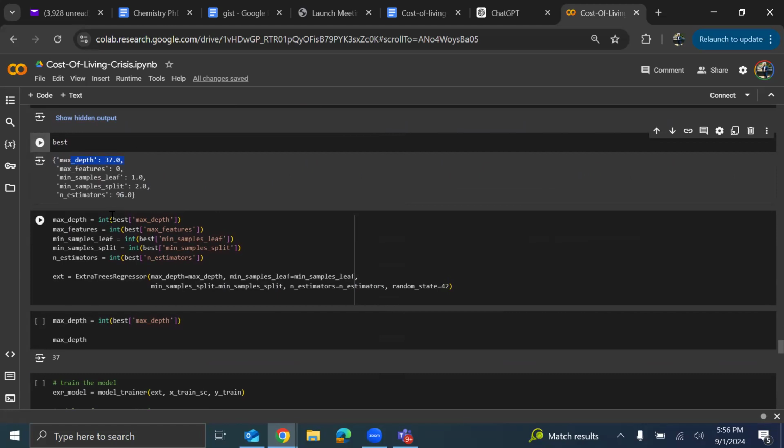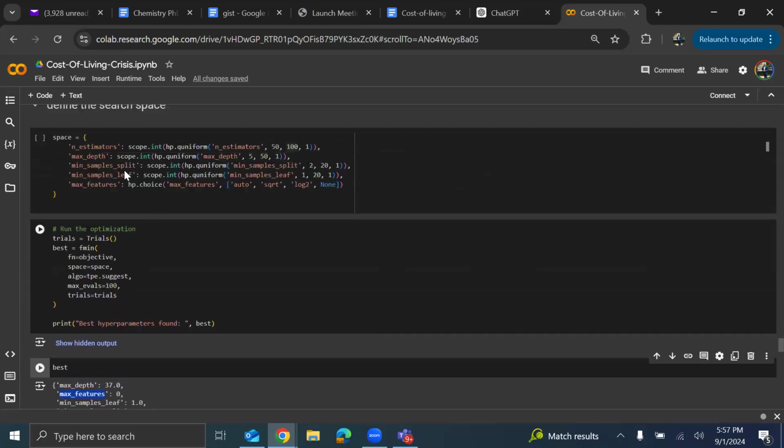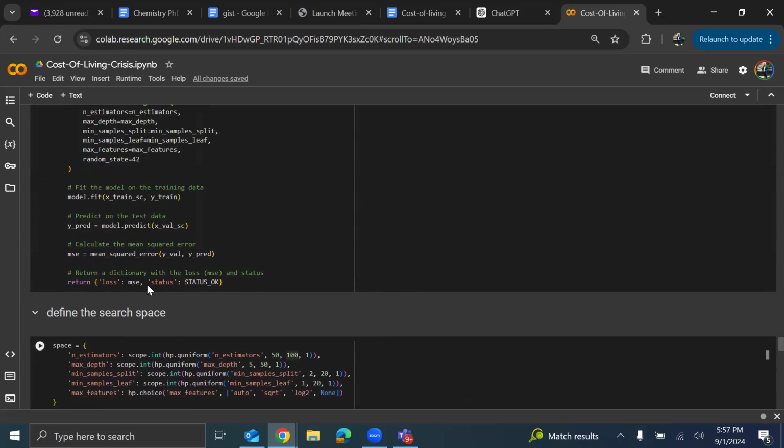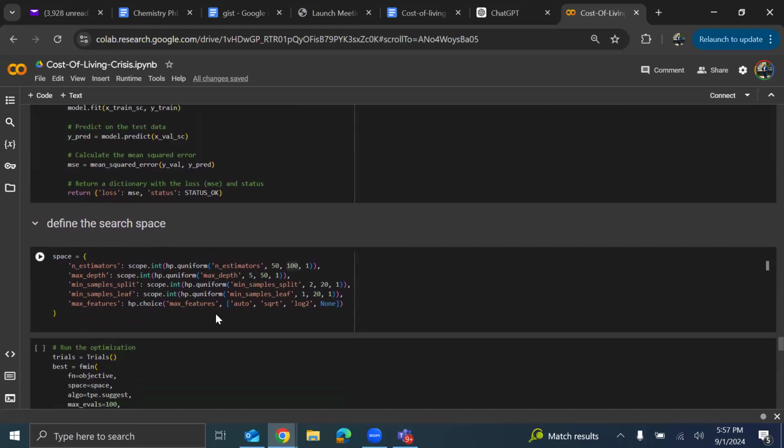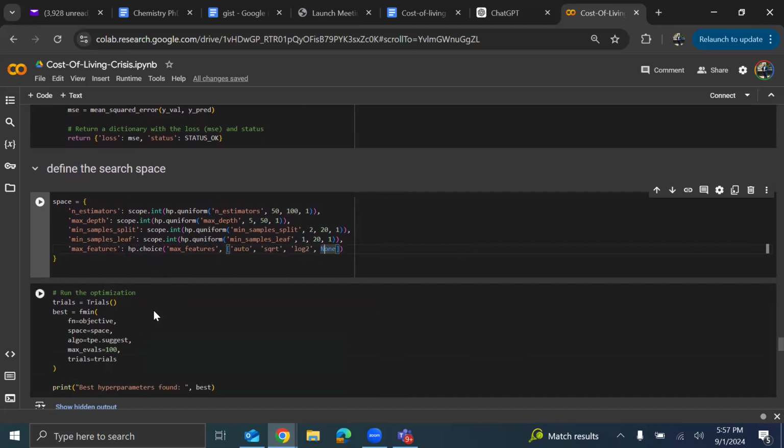Maximum features was showing zero. Let me see. Maximum features: it's either using auto, the square root, the logarithm, or none. These were the only choices here.